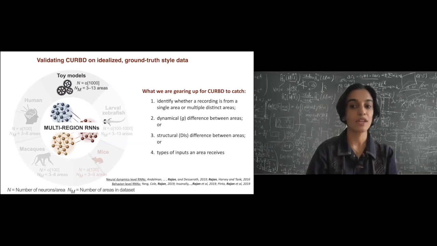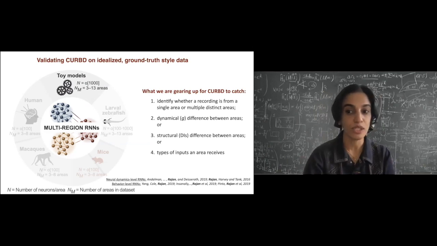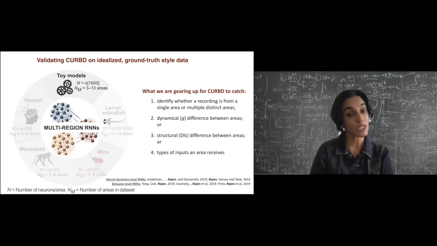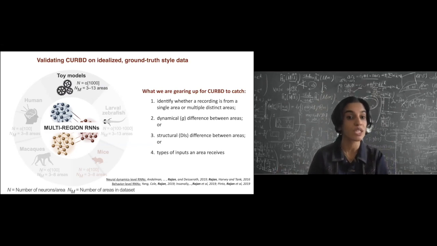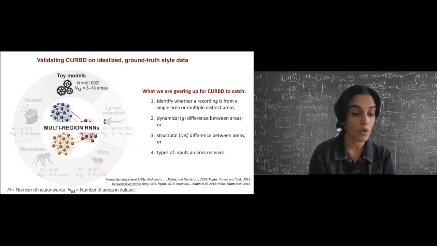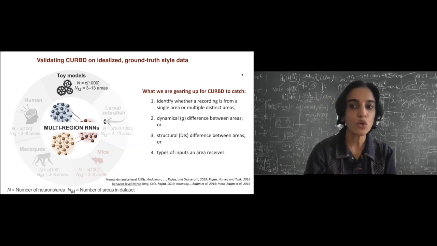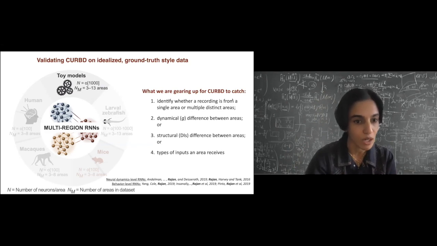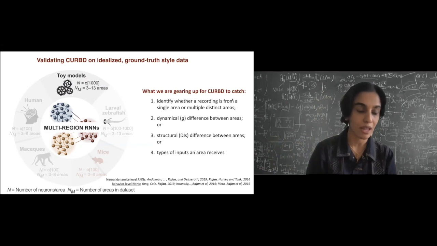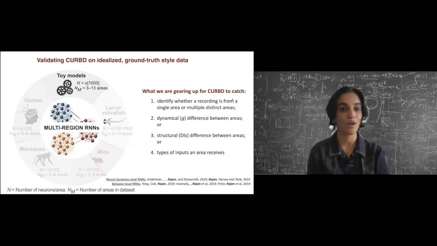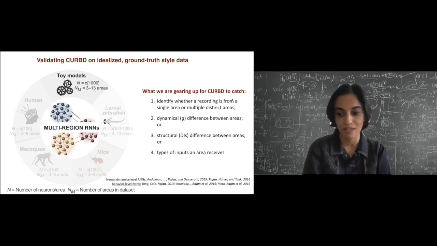Where we are is on the other three things. For example, if there is a dynamical difference between areas in terms of the G, or the kind of inputs they get, or if there's a structural difference between the areas or the types of inputs each area receives, then this current-based decomposition method can pick this up. We're still trying to explore what the failure modes of a method like this might be. But really the strength would be if you gave me a grab bag and asked whether this method can pick up if something is a pseudo population or a single simultaneously recorded population. We're not quite there yet in terms of its sensitivity.